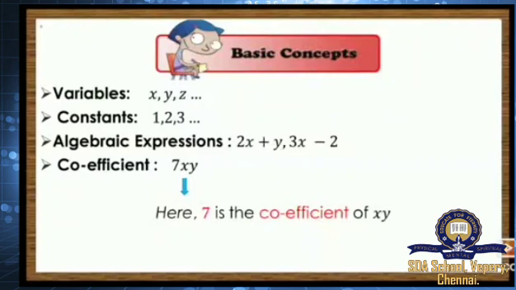Now what is a coefficient? Coefficient is nothing but a number which is prior to a variable. So here in the given example 7xy, 7 is the coefficient of xy.